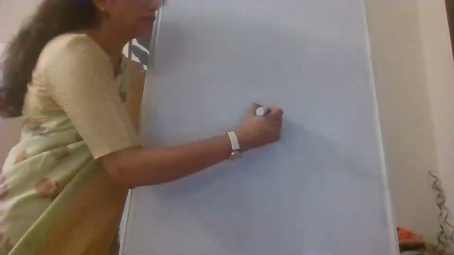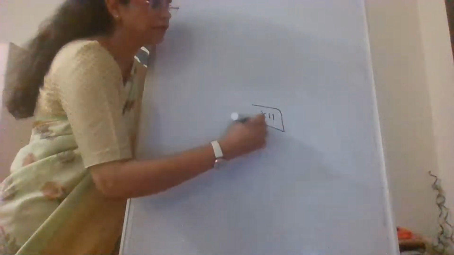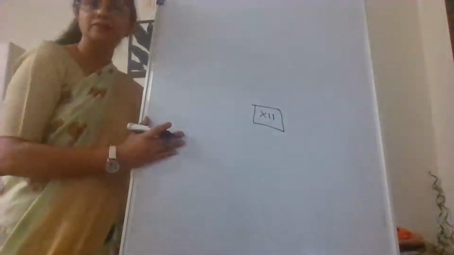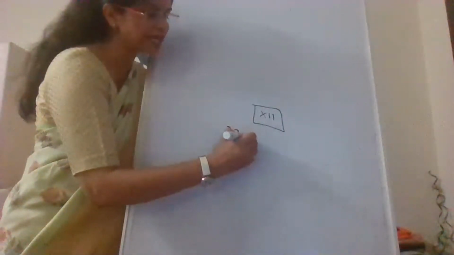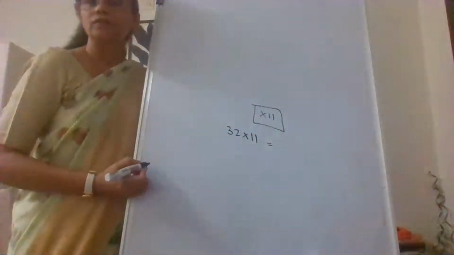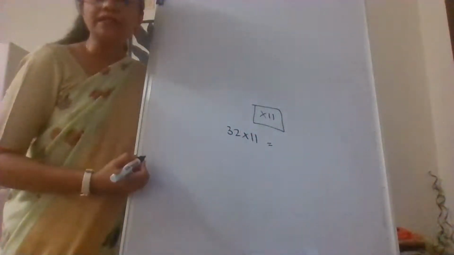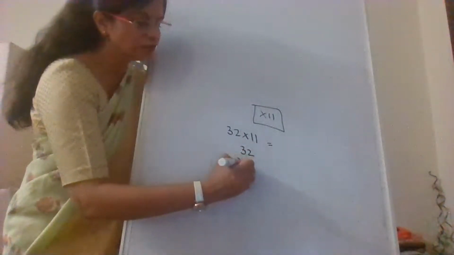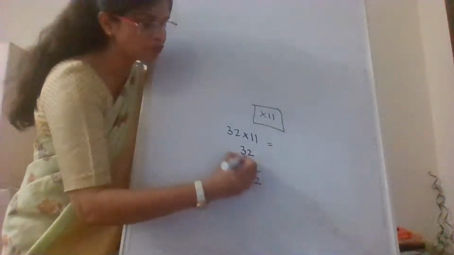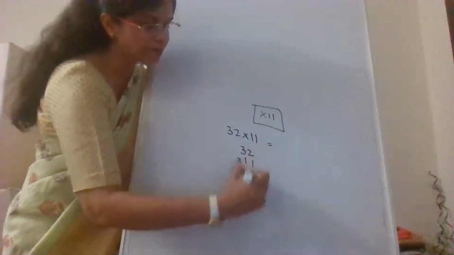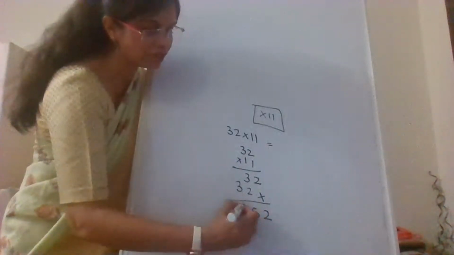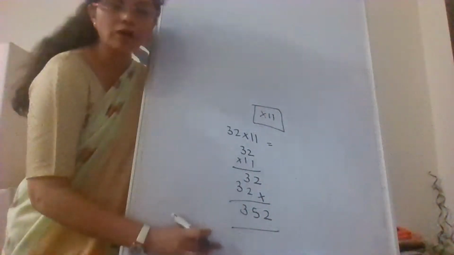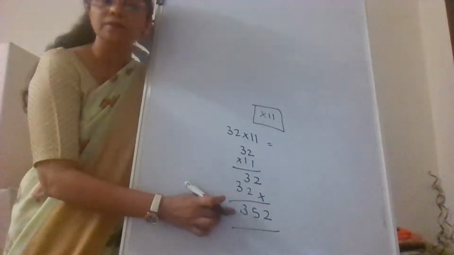Now let's learn an easy trick for into 11. This is really an amazing trick. What you have to do is, if I ask you the question 32 times 11, by traditional method, how you will solve? 32 into 11, 2 ones are 2, 3 ones are 3, 2 times 1 is 2, 3 times 1 is 3, and then we will write down 2, then 3 plus 2 is 5 and 3. This is the long method how you got this answer.